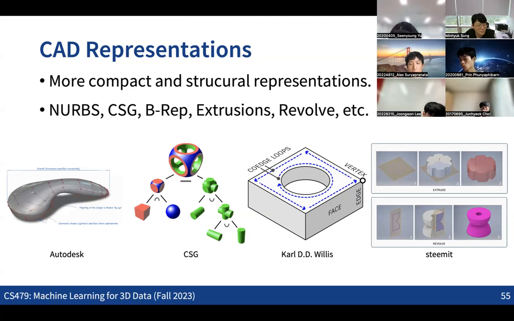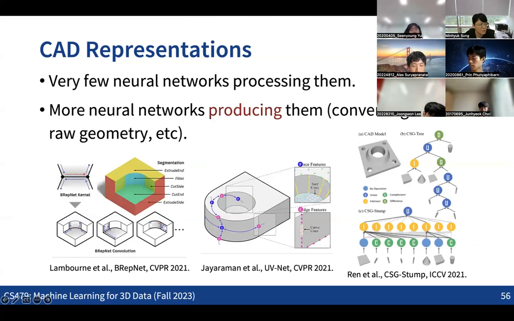These representations can be used in many applications, but typically they are not used as inputs for processing or encoding architectures. However, we can make neural architectures that produce these representations as outputs. The challenge is how we make these outputs valid shapes. There might be more constraints in terms of making valid outputs with these higher-level representations.